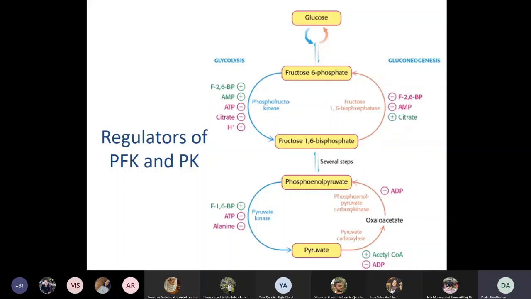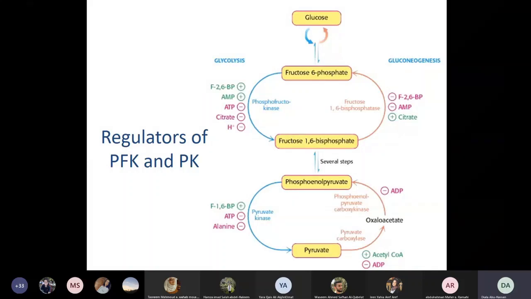After that, we cleave this molecule into two molecules, glyceraldehyde 3-phosphate and dihydroxyacetone phosphate. In the next steps, several changes happen until we reach the formation of phosphoenol pyruvate. And then phosphoenol pyruvate is converted to the last product in this pathway, pyruvate. An important thing that we should keep in mind is that most of the reactions of glycolysis are reversible.